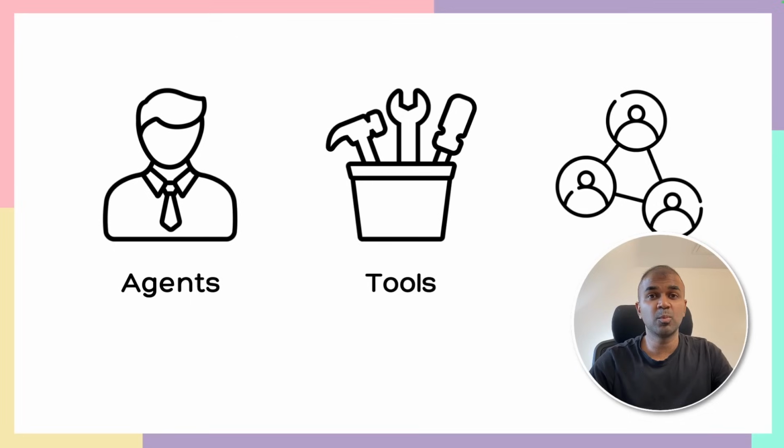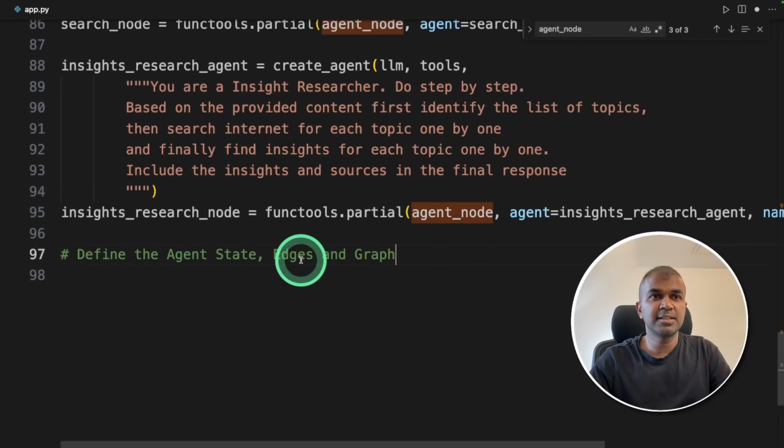Finally, we are going to make them work together by creating graphs. Next is to define the agent state, edges, and graph. These are the terms you might need to understand. Agent state is nothing but the conversation history between different agents. Edges are the connection between those agents. Graph can also be called pipeline or workflow.